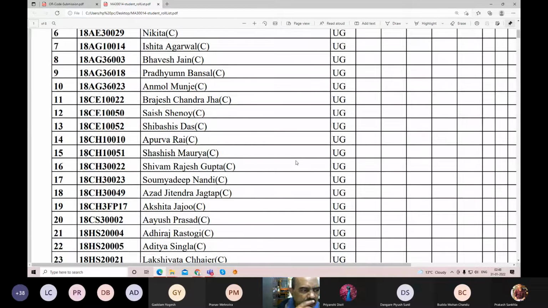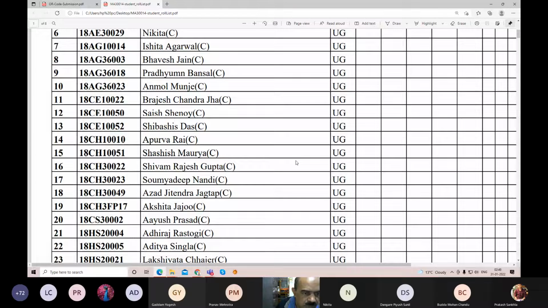Serial number 6 is Nikita. 7, Ishita Agarwal. 8, Bhavesh Jain. 9, Pradimna Bansal. 10, Anmol. Anybody there? Yes, sir. Nikita is there. As per the serial number, Anmol Munje would be the leader, but since he's not there, and Nikita is there, I am making Nikita the group leader. Okay, Nikita is present.